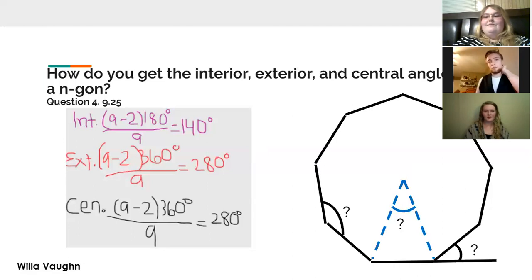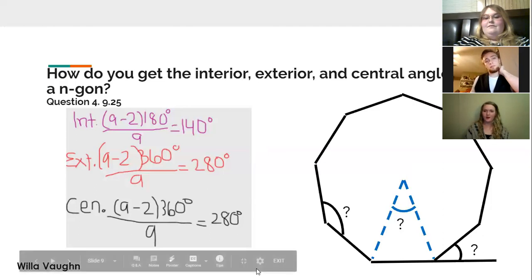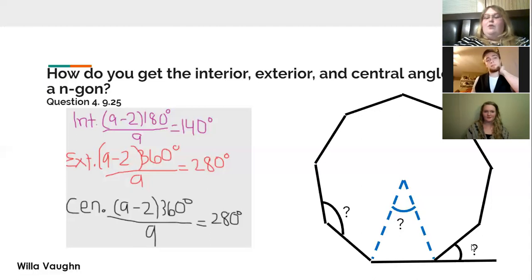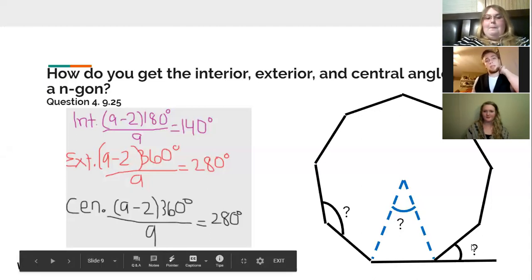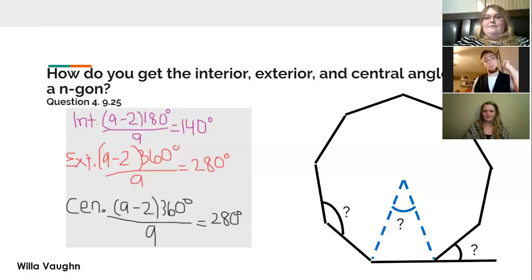I think it's also important to mention that the exterior angle is supposed to have a straight line coming off of it, and that is part of the angle. And the exterior and the central angles equal the same, so you find them the same way. Yeah, of course. And thank you for mentioning that, Anna. That helps into another thing that we need to mention.